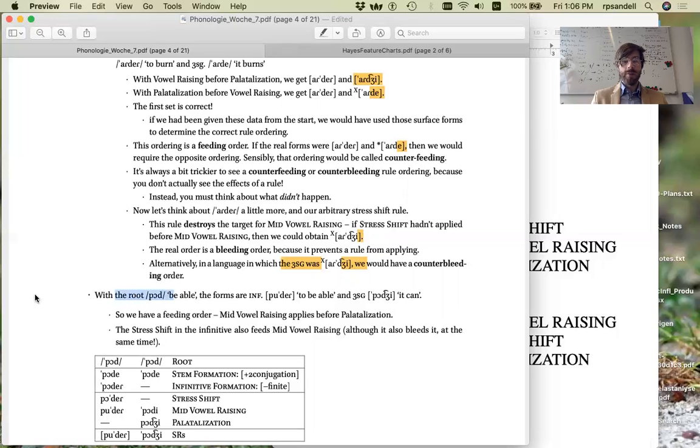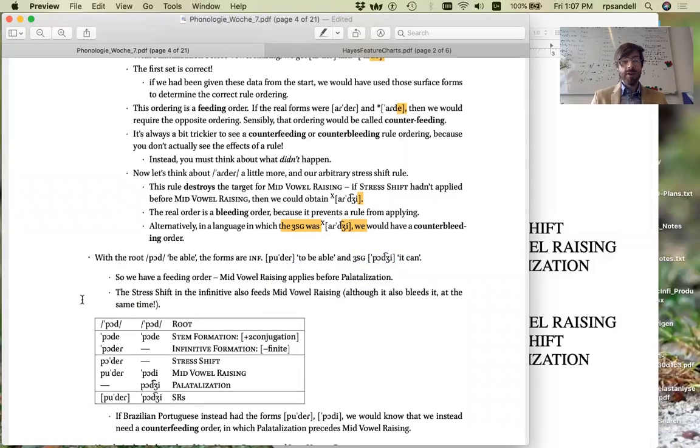Let's take another example using the verbal root pod, be able. Here we have the infinitive form puder and the third singular present form pode. And we can see in this case the same interactions that we've just established. So here I've been explicit showing the morphological buildup of these forms. We begin from the root pod in both cases.